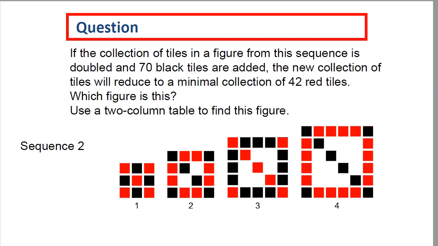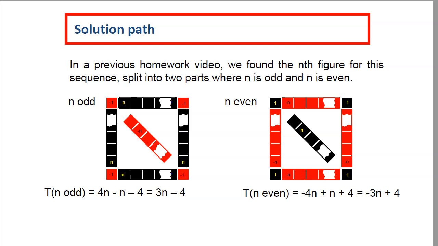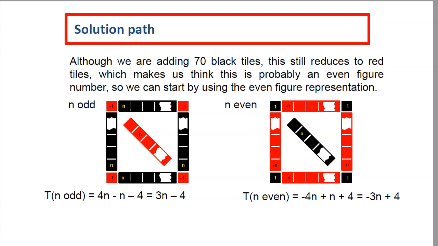There's sequence 2, and in a previous homework video, we found the nth figure for this sequence split into two parts, one where n is odd and one where n is even. And we have the symbolic forms there as well. Although we are adding 70 black tiles, this will still reduce to red tiles, which makes us think this is probably an even figure, which is mostly red. So we can start by using the even figure number representation.